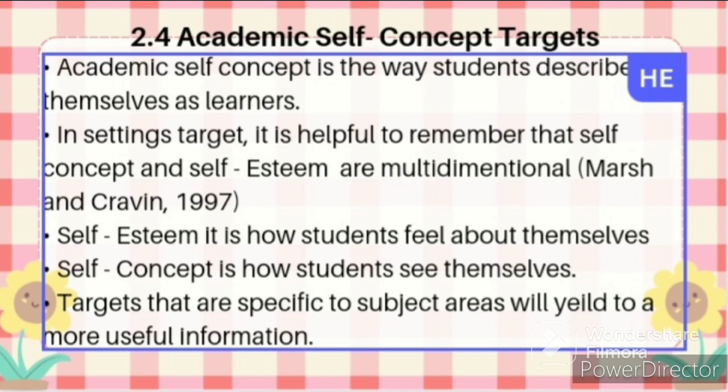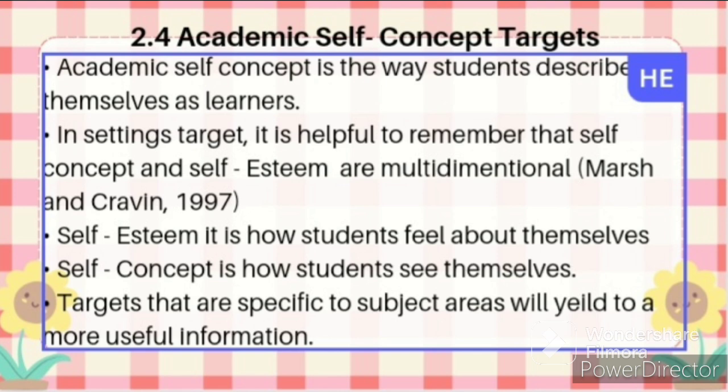So, in setting targets, it is helpful to remember that self-concept and self-esteem are multidimensional. When we say self-esteem, it is how students feel about themselves. They judge themselves, how they feel about themselves, like the confidence they have. Especially in elementary, we really need to be considerate in all aspects of the pupils because they have not yet fully developed their point of view of themselves.